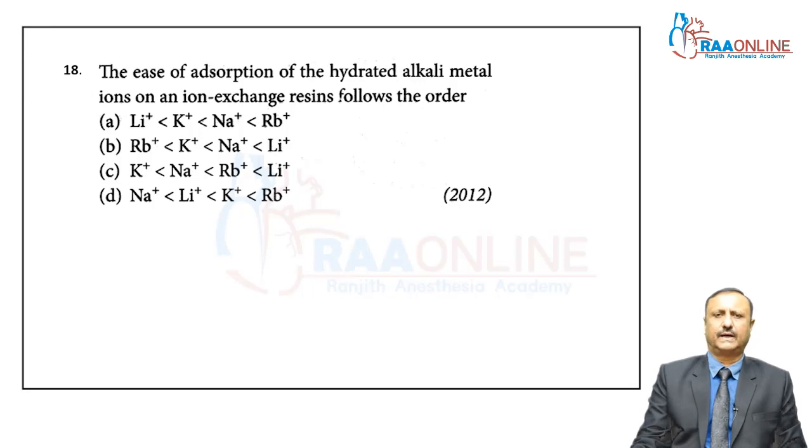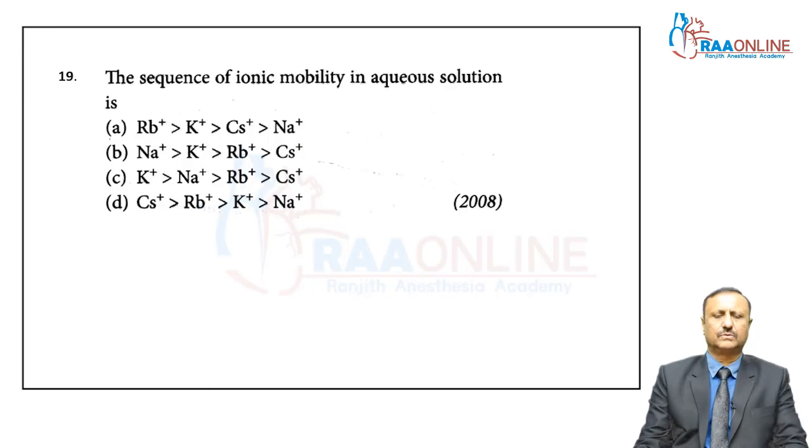The ease of adsorption of the hydrated alkali metal ions on ion exchange resins follows the order. Here, my dear students, you can see hydrated alkali metals. The smaller the ion, the more hydrated it is. Here lithium, sodium, potassium, rubidium, the size increases. So, these are the least hydrated. So, my dear students, the answer is B. Question number 18, your answer is B. Now we can go to question number 19.